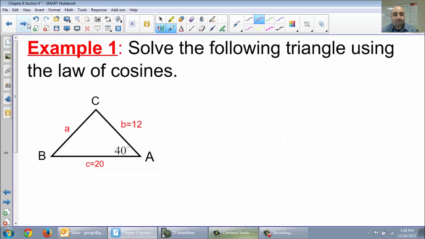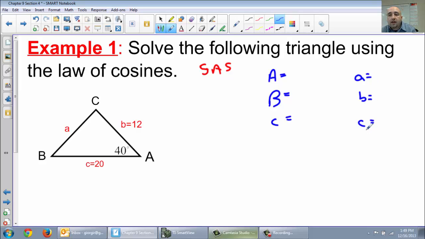All right, so example one. Notice they gave us a side, an angle, and a side. So this is a side, angle, side law of cosines. We're going to do this the exact same way we've done all the other ones. I'm going to list my angles, I'm going to list my sides, and then we're going to label what we know. We know angle A is 40. We know little c is 20. And we know little b is 12.